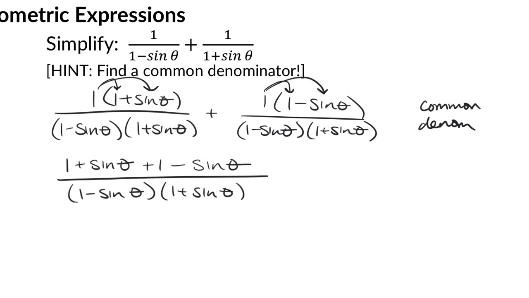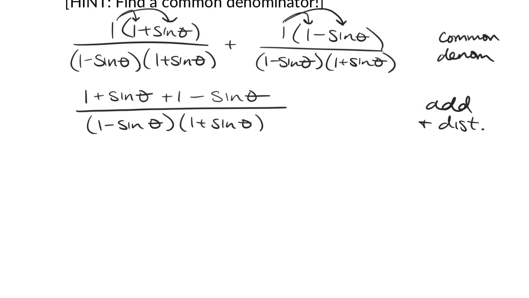So what did we do here? We added the fractions and did some distribution. Do you notice anything about that numerator? What cancels out? The sign. We have a positive sign and we have a negative sign. Those are going to cancel, which means my numerator becomes what? 2. Now, this is combine like terms or cancel. I guess I've been using the word cancel. Let me use the word cancel. So we're going to cancel.